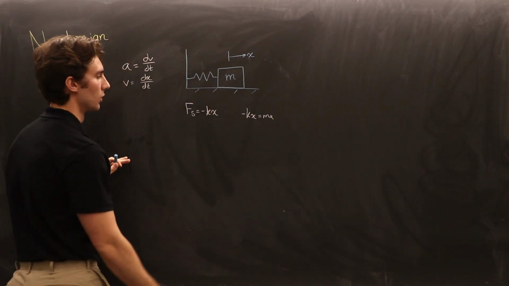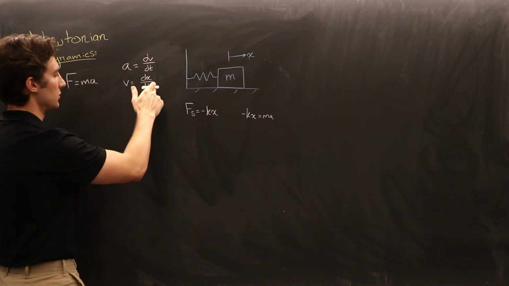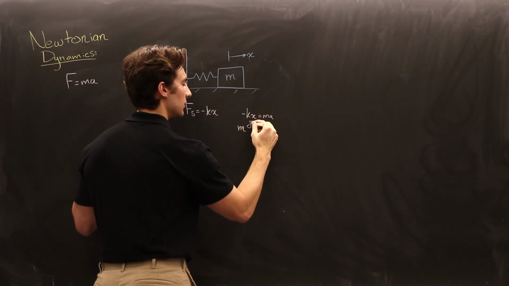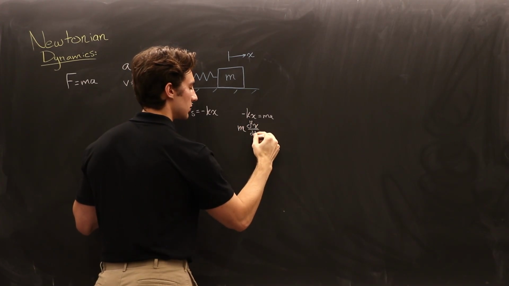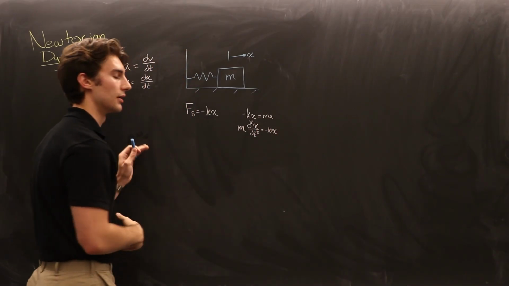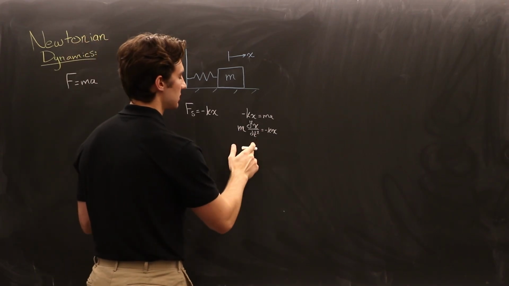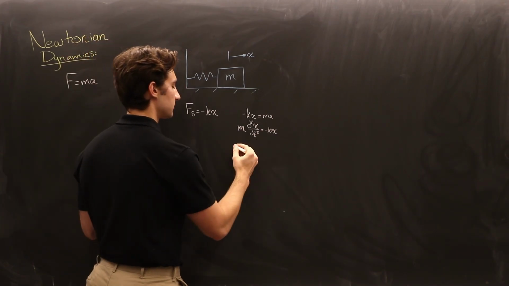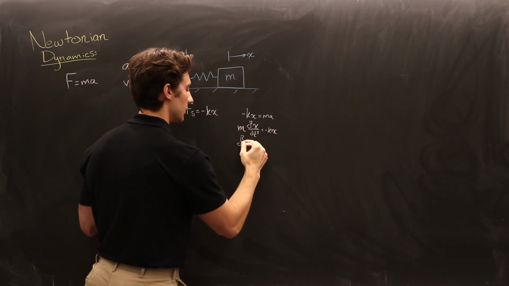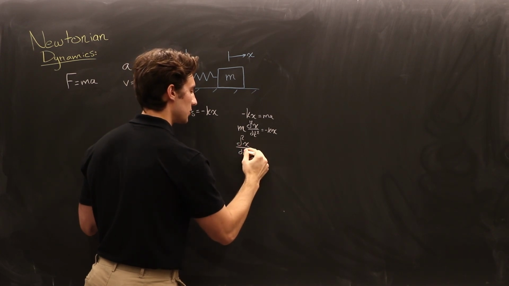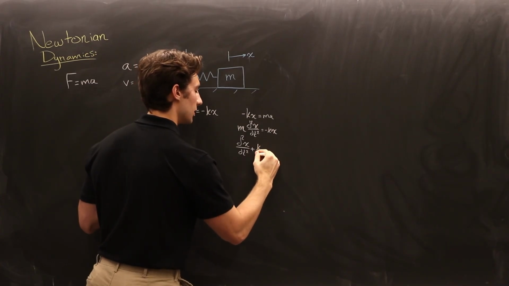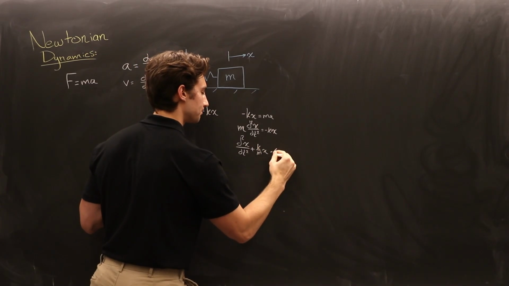And like we discussed before, we'll rewrite this a in this differential form. So what we're going to write is m d squared x/dt squared is equal to negative kx. And now all we have to do is solve this equation in terms of x to get an analytical solution. So what I'm going to do is divide by m here, and we'll have d squared x/dt squared plus k over m x equals 0.